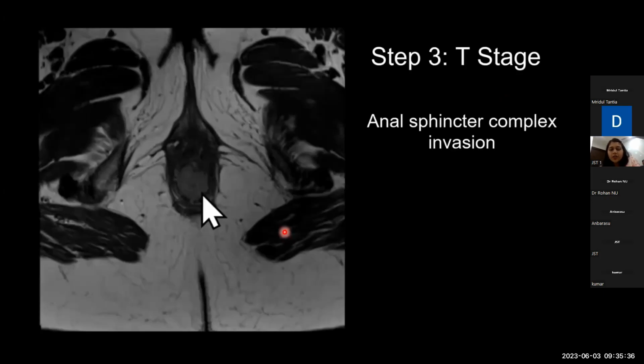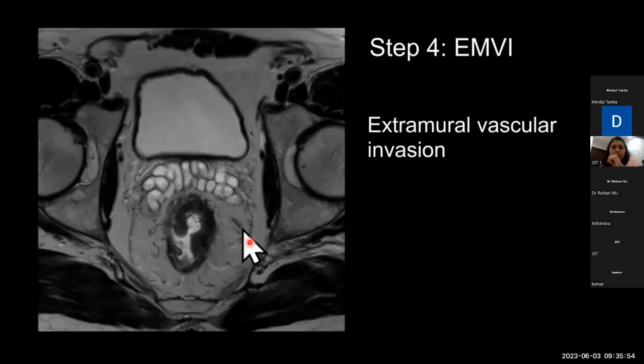Lower rectal tumors, how to define the T staging? In the lower rectal tumors, you have to define completely the anal sphincter involvement. So this is a tumor involving the internal sphincter completely. However, the intersphincteric plane and intersphincteric space and the external sphincter are preserved.